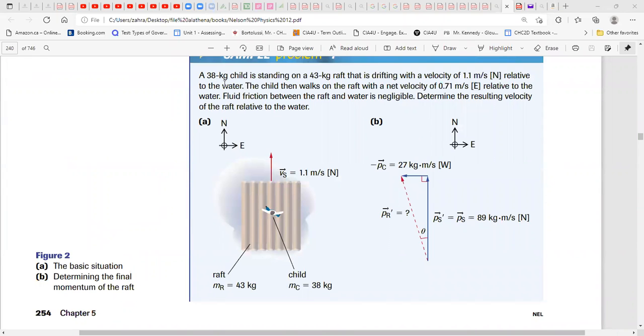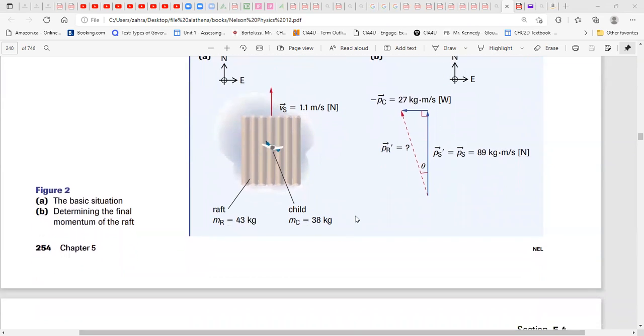Here is a 38 kilogram child standing on a 43 kilogram raft that is drifting with a velocity of 1.1 meters per second north. As you see here, relative to the water, the child then walked on the raft with a net velocity of 0.71. After the interaction, the child's velocity is this. Before the interaction, both the child and the raft were moving together with the velocity of 1.1. Relative to the water, fluid friction between the raft and water is negligible. Determine the resulting velocity of the raft relative to the water.